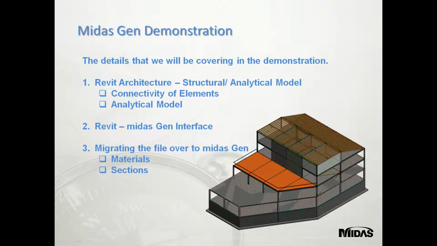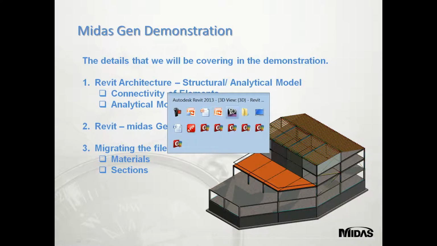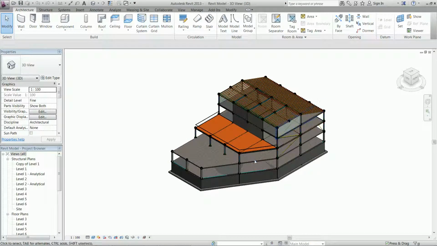We'll discuss some of the issues with connectivity within Revit, look at the analytical model that must be present for the structural analysis and design to take place, then look at the Revit Gen interface, and I will show you what materials and sections have come across from the Revit model. I'll now just quickly take you over into Revit and we'll look at the working space. So here we have the Revit model.